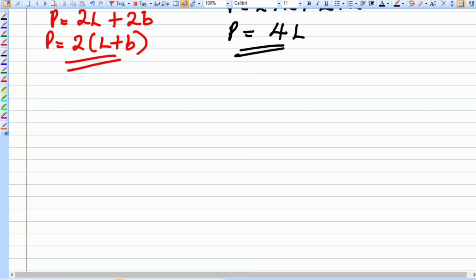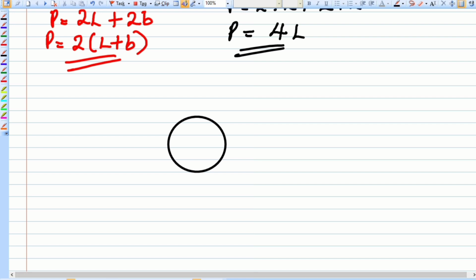Alright, the last shape we're going to look at in this first part is the perimeter of a circle. A circle is a round shape that has a center. So let's say we have this as our circle. It's going to have a center. Now let's talk about some parts of a circle.